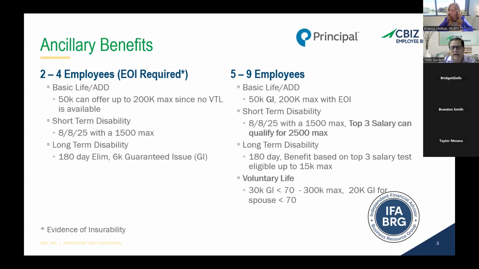Short-term and long-term disability, these are benefit packages that provide a benefit in the event that somebody has an accident or illness that precludes them from being out of work for a specific period of time. That is what the 8/8/25 refers to. 8 days for an accident, 8 days for an illness, and then up to a 25-week benefit period for a short-term disability with a maximum weekly benefit of $1,500. Long-term disability kicks in at 180 days, which dovetails on the short-term disability, and that is a $6,000 monthly benefit, which is guaranteed issue even in the small groups.